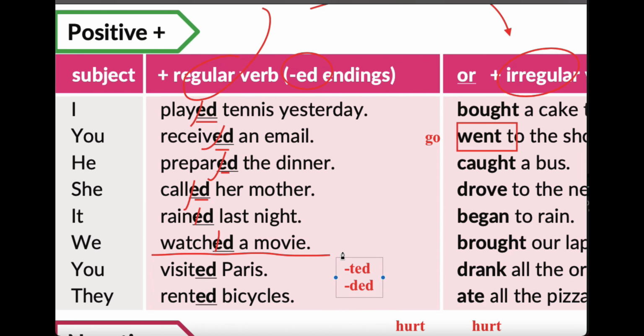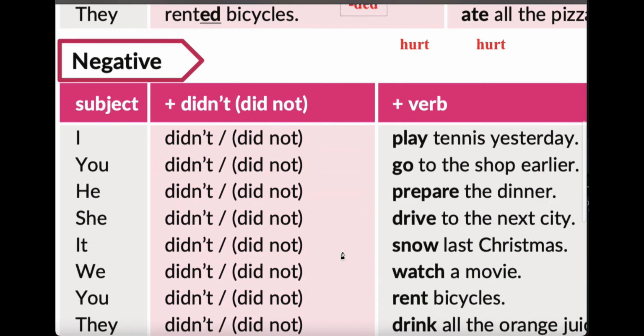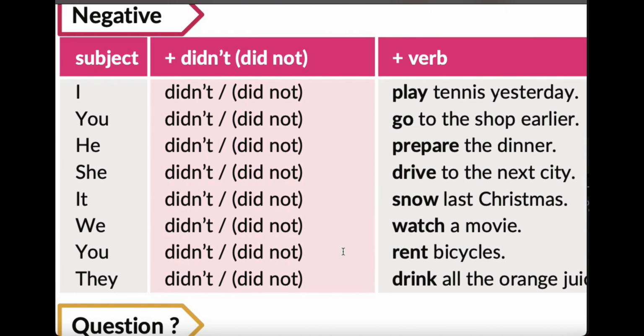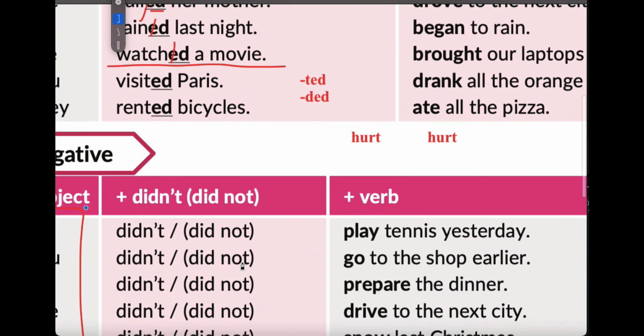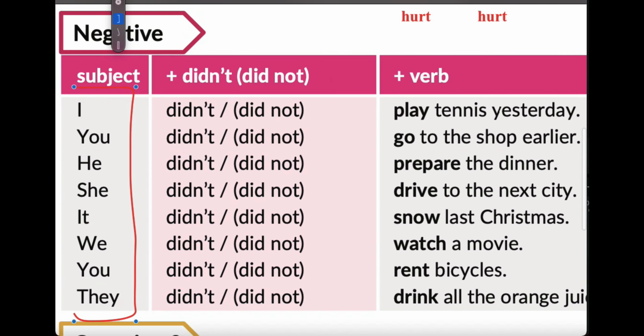Now, what happens in the negative form? We have some good news. They are the same with all the subjects. That's just with simple past. But in the positive, you have to be careful, regular or irregular, right? In the negative, we have something called auxiliary verb, or some people call it helping verb, which is did.